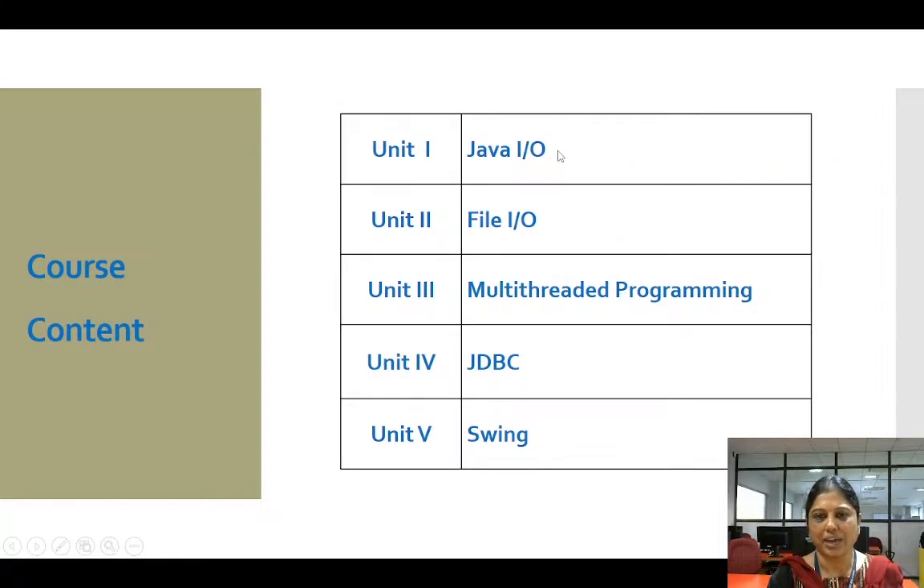The first 2 units are going to be focusing on performing different input-output operations involving different sources and different destinations. Unit 3 is going to focus on designing and building multi-threaded programs. Unit 4 is going to be on JDBC, where you will understand how to connect your Java application to a database in the backend, and Unit 5 is going to help you design graphical user interfaces. Now, what is it that you can achieve at the end of completing this course?